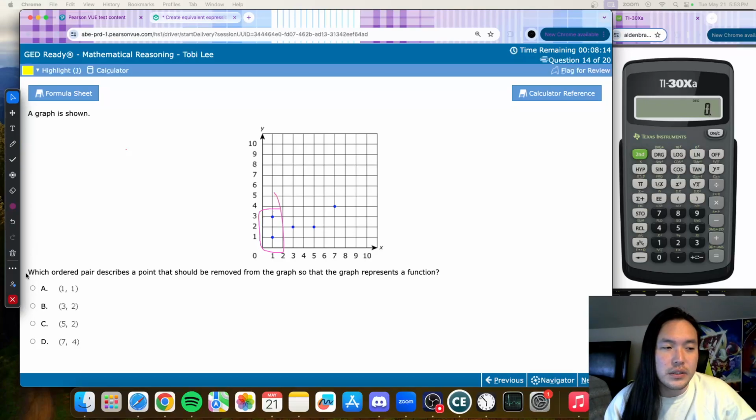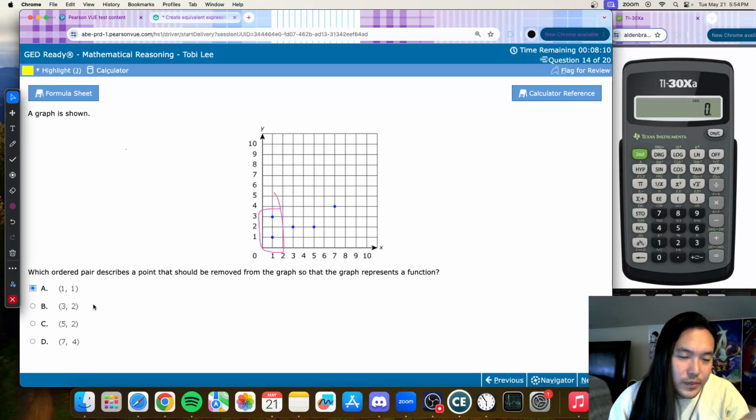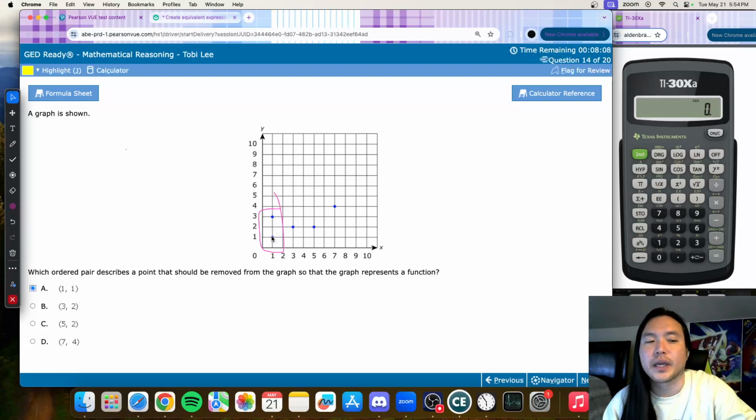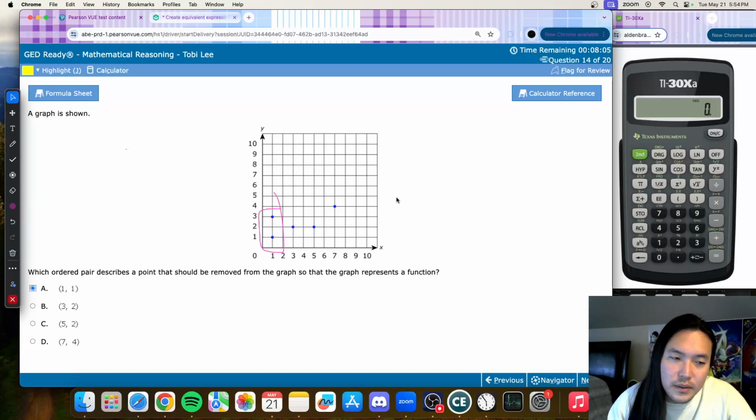So here, answer is A. So 1, 3 is not any of the options, so we don't even have to worry about that. But 1, 1 definitely is. If we get rid of 1, 1, this is still a function. Perfectly fine.